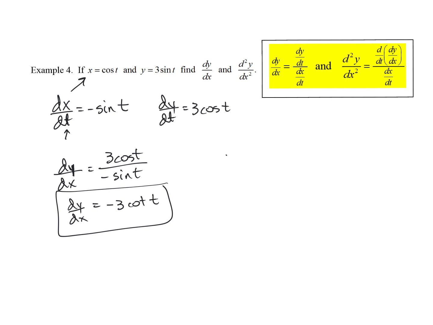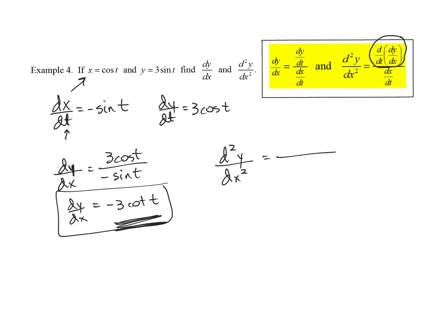Okay, so now our second derivative. This is the one where people get messed up because they want to just do the derivative of this guy. But that's only the top part. It says do the derivative again with respect to t of that, d/dt of dy/dx. So that means do our derivative of this right here, and we'll put it on the top.